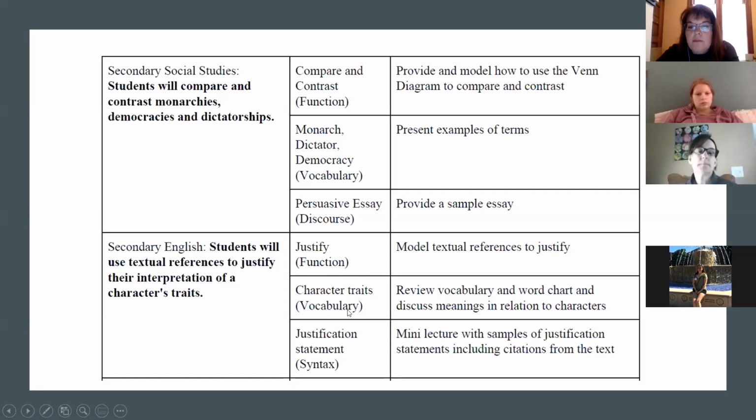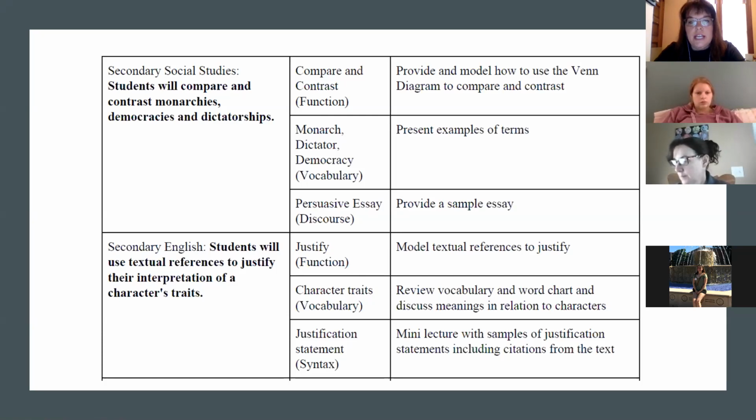Character traits, vocabulary. We're going to review vocabulary and word chart and discuss meanings. And then justification statement is syntax. So this is where you have students talk. Maybe they spend the class looking at different characters in the book and finding examples about who they are, and then, you know, the function of the character in the book, and then you have a video of them talking about those particular characters.